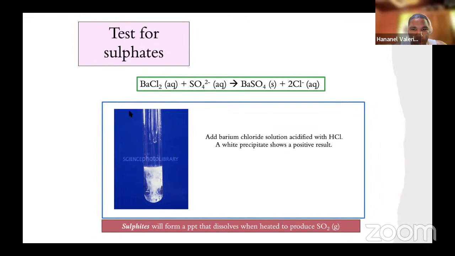Now, the sulfites we expect to form a precipitate that dissolves when heated to produce sulfur dioxide gas. So if we want to test, which we usually do, we usually heat this up, right? If we heat that up and there is sulfate, then nothing will change. If we heat that up and it is a sulfite, or the SO3 group, then it will dissolve and release a gas. So that is important for the test between the two of them.